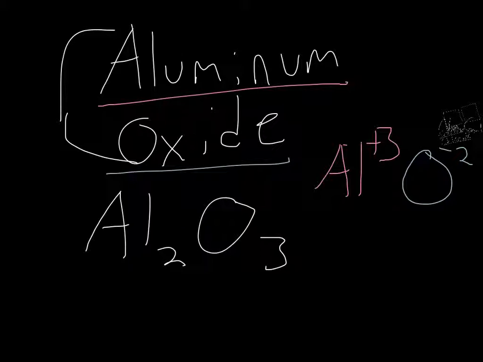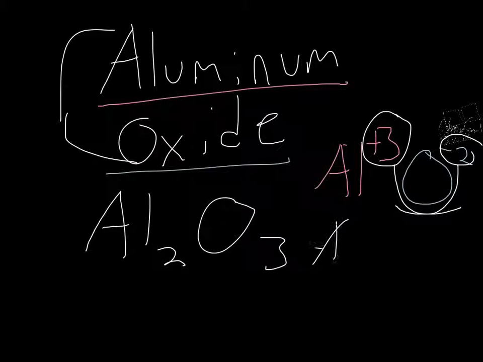So now the next step of this is we use the crisscross method to balance the charges. So basically we take this 3, move it on down here, and take this negative 2 and move it on down there. So we get then Al2O3. And now we still have a little bit more to do.